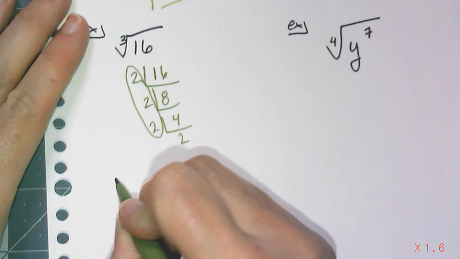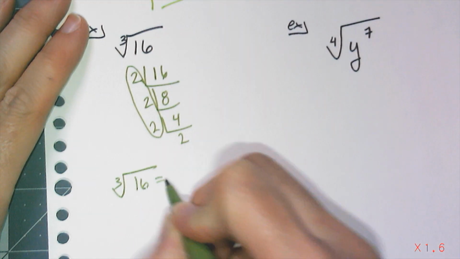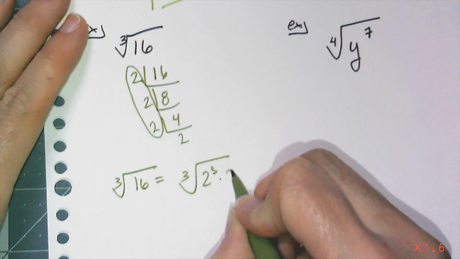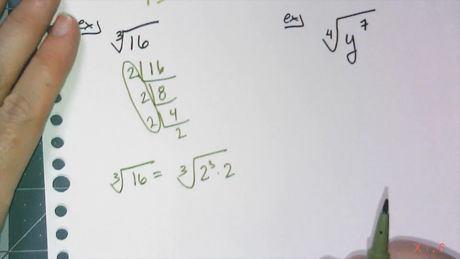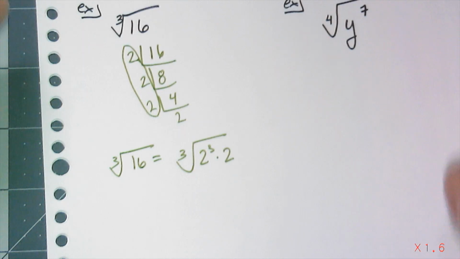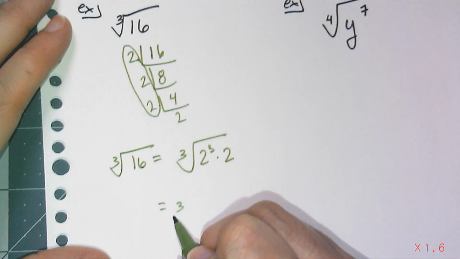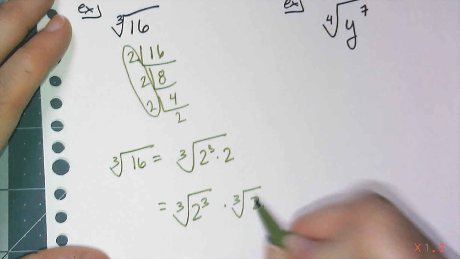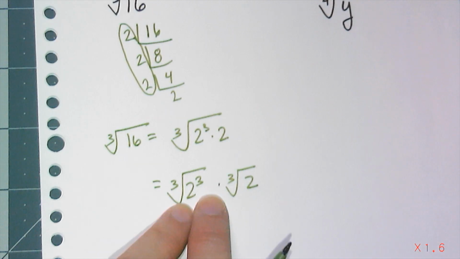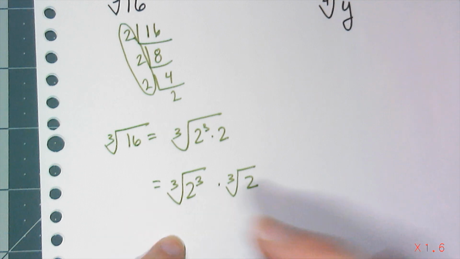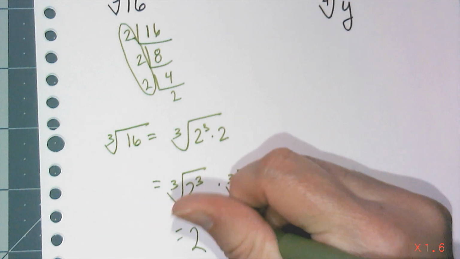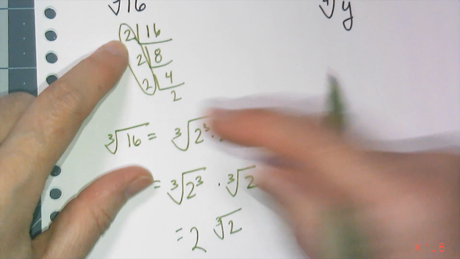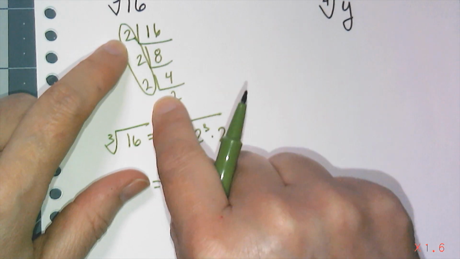So this cube root of 16 is exactly the same thing as the cube root of 2 cubed and a 2 left over. Okay, and so then I can use my multiplication property of radicals. I have the cube root of 2 cubed times the cube root of 2, and cube roots and cubes undo each other, so I'm left with 2 cube root of 2. So this index tells you how many factors you need to have together.